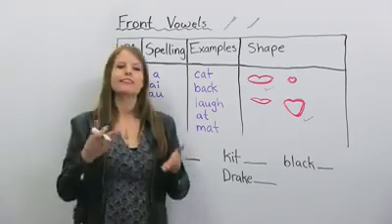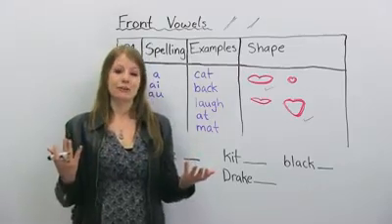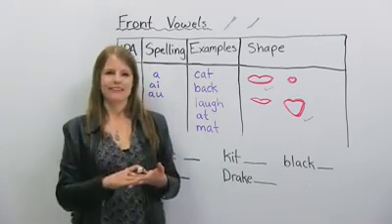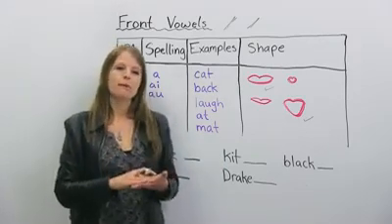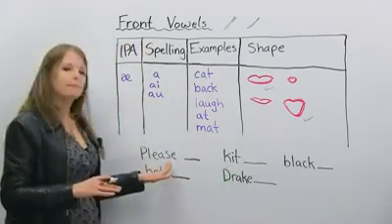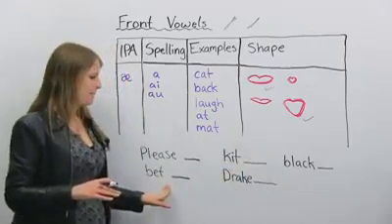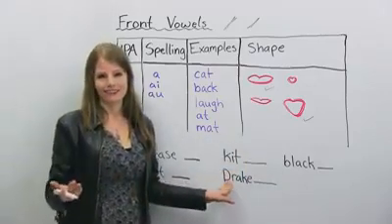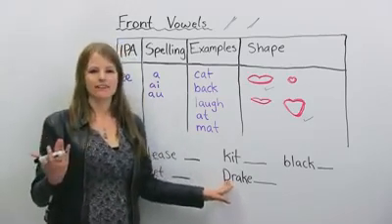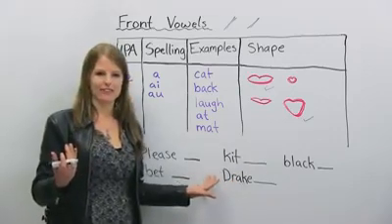A lot of students learn these sounds on their own, but it's actually better to learn these sounds together because you can really start noticing the differences in the different sounds. So I want to do one more activity with you. I have here 5 words: please, kit, black, bet, and the singer Drake. These have the sounds we've learned today. I want you to think about which ones have which sounds.